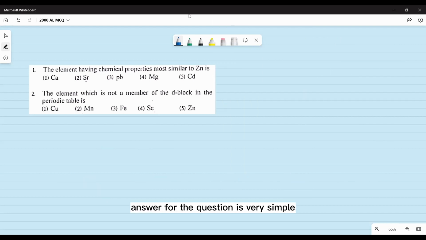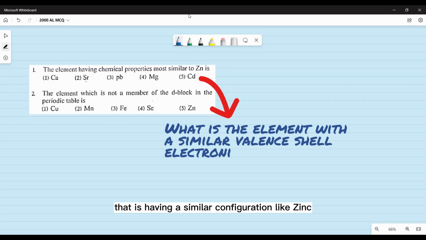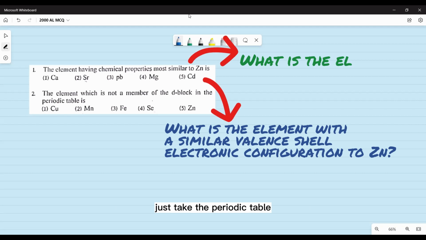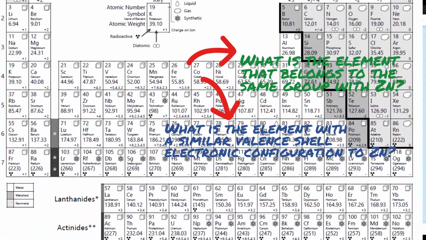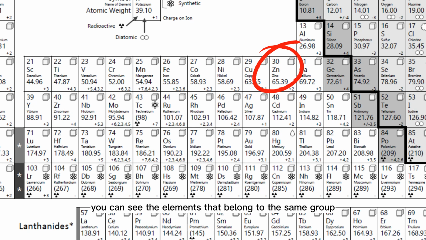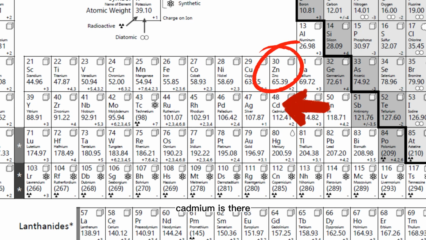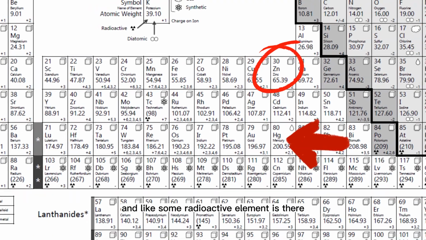The answer for the question is very simple. You have to decide which element has a similar configuration to zinc. Or you can just take the periodic table and look at the elements that belong to the group which zinc belongs to. You can see the periodic table here now. Here we have our zinc. You can see the elements that belong to the same group. Cadmium is there, mercury is there, and some radioactive element is there.